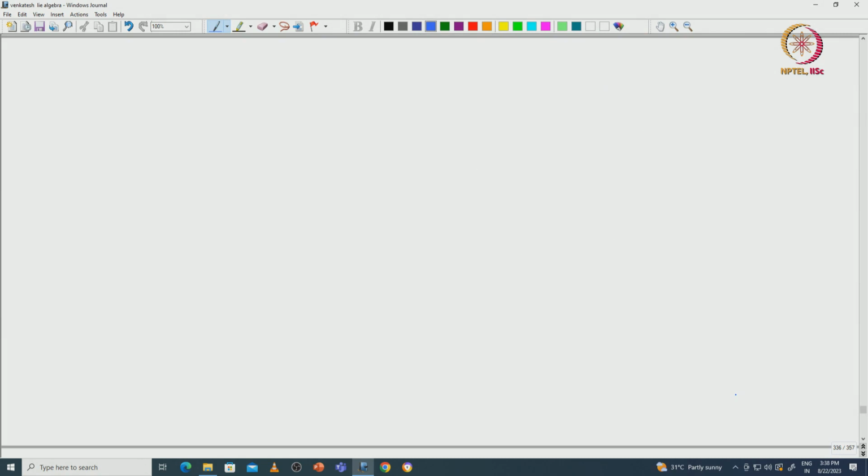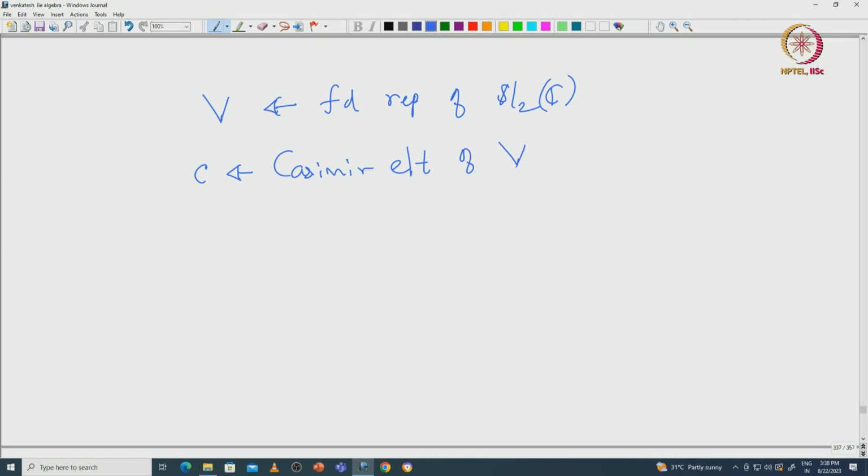Now if we go back to the representation capital V, this is a finite dimensional representation of sl2C. Then, as we have seen before, if we take this Casimir element, it commutes with the action of sl2C. In particular, I can break V into a direct sum of these V_theta, where theta is coming from C. This is the primary decomposition.